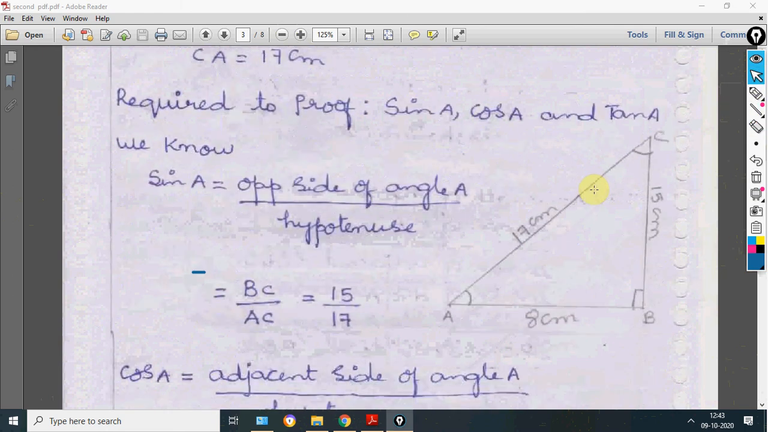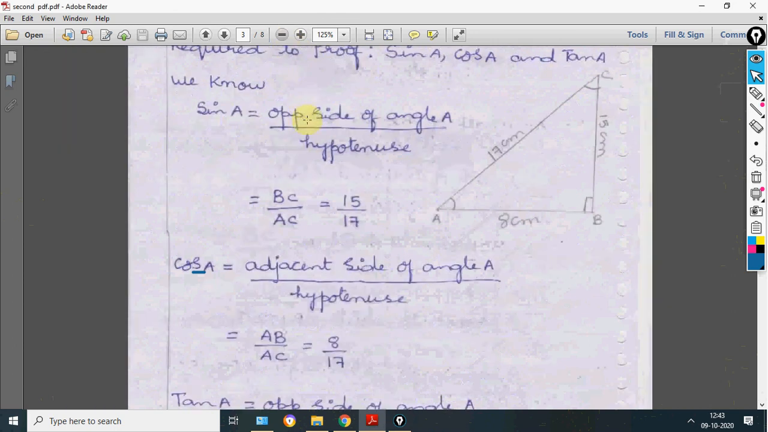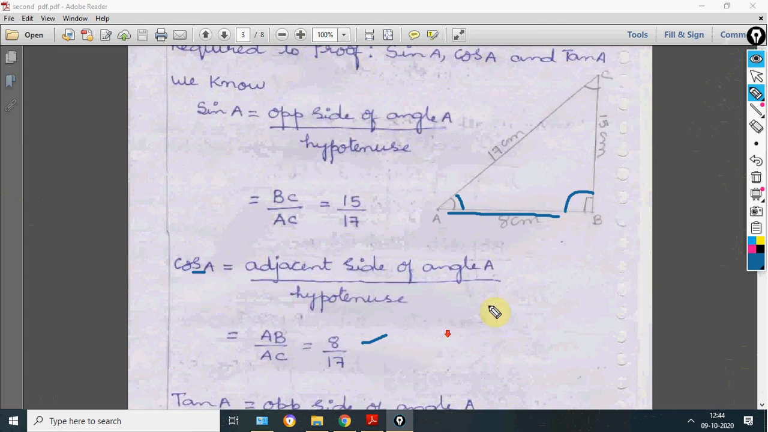Next, cos A. What is the cos A formula? Adjacent side of angle A by hypotenuse. So what is the adjacent side for angle A? The adjacent side for angle A is AB. Adjacent means nearer side. For angle A, the nearer one is AB. What is the hypotenuse? The hypotenuse is opposite to 90 degrees. This one, AC is the hypotenuse. So AB by AC, AB is 8, AC is 17 centimeter.